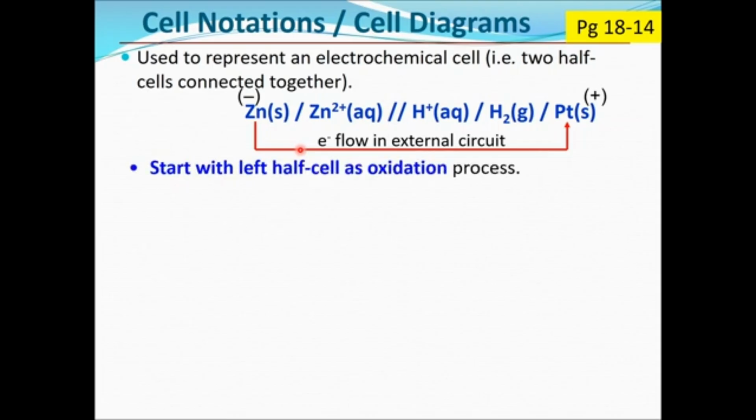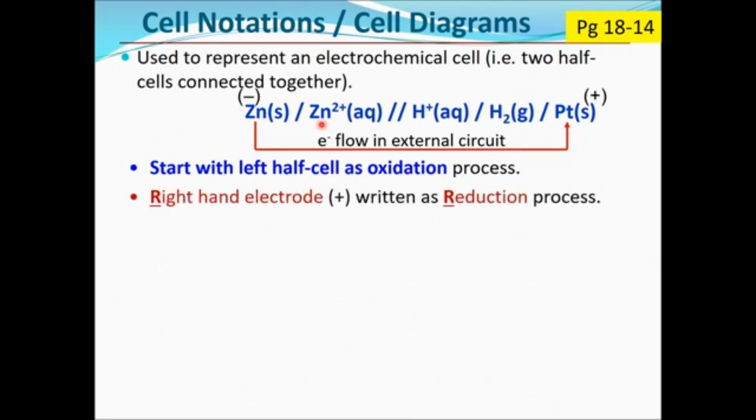It starts off with the left hand side as the oxidation process. So the half cell on your left is the oxidation process. Zinc is oxidized to zinc 2+. That makes sense. Then on the right hand side, you have the reduction process, where H+ is reduced to H2 gas. Your right hand electrode is the positive electrode, your cathode.